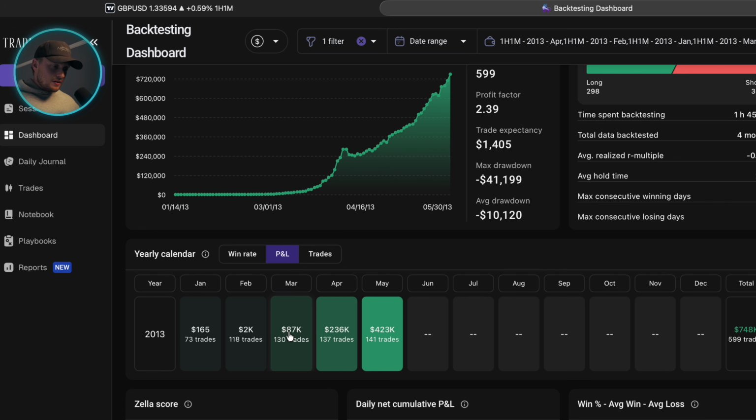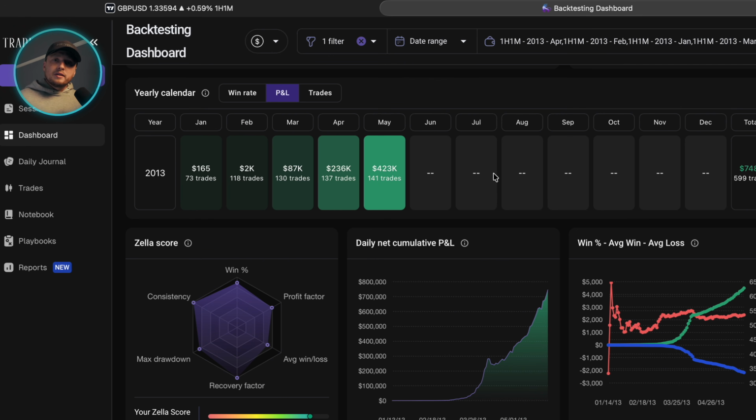So we made 87,000 in March, and then like I say, 5% of that account balance, because we were using 5% of the current balance, not the initial, which means that there's more money at stake in each trade. We then made 236,000 in April, and then in May we made 423,000.